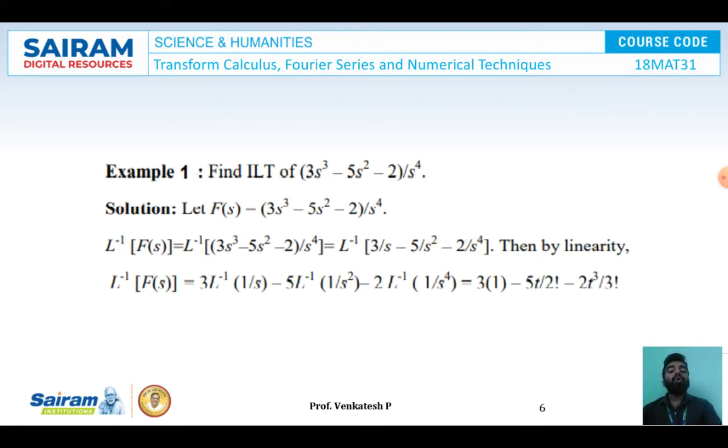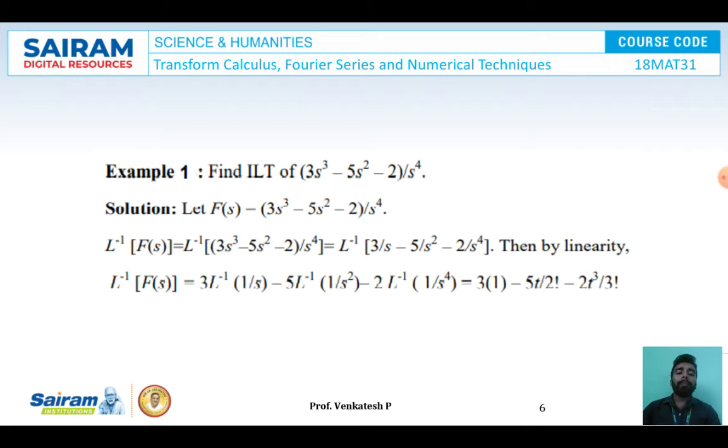Now to expand this one, I am going to apply the linearity property. By applying the linearity property, we can write that Laplace inverse of F of s will be equal to 3 times Laplace inverse of 1 by s minus 5 times Laplace inverse of 1 by s square minus 2 times Laplace inverse of 1 by s power 4. Now to simplify this, Laplace inverse of 1 by s is 1, so I am going to replace that here. To simplify Laplace inverse of 1 by s square, I am going to use the Laplace inverse of 1 by s power n formula. It is given by t power n minus 1 divided by n factorial.